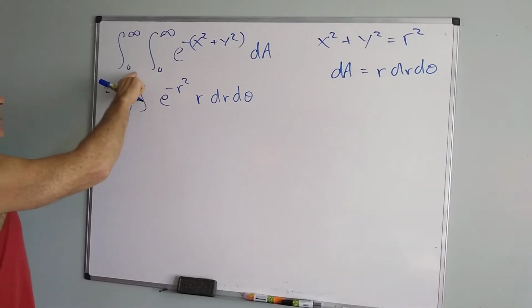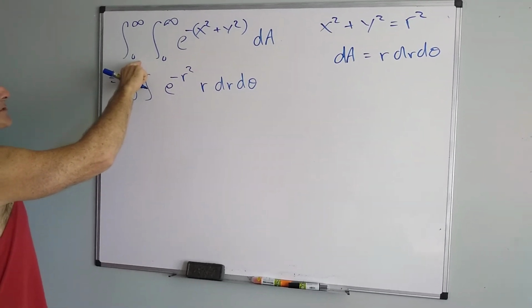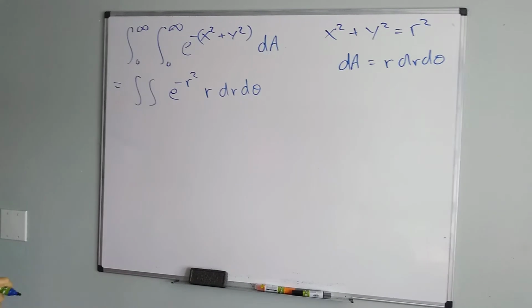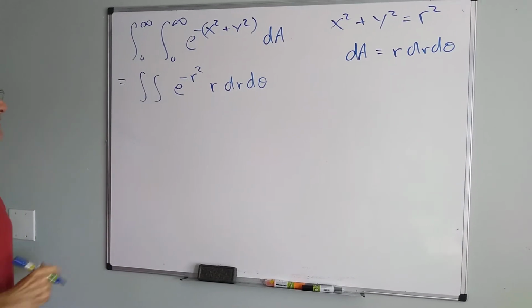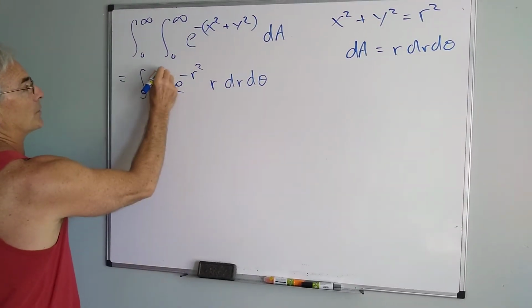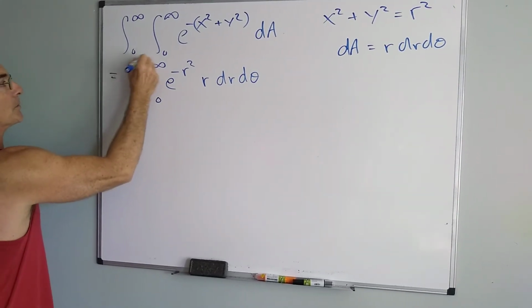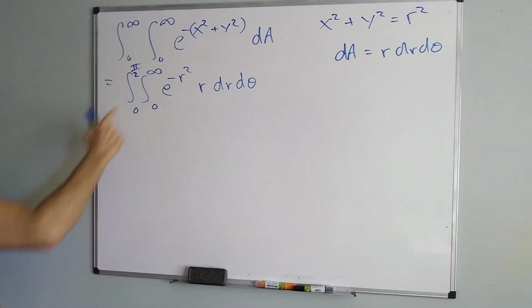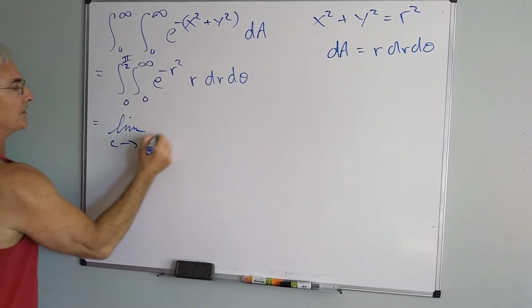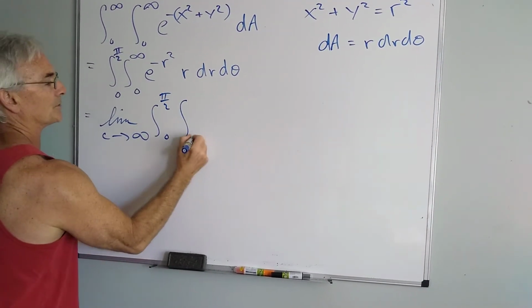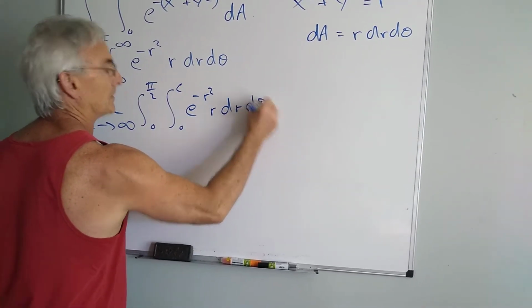Now, right now, this represents the entire first quadrant on the xy plane, since x is going from 0 to infinity and y is going from 0 to infinity as well. If we translate that into polar, that would still represent 1/4 of the xy plane, and r is still infinite, so r would go from 0 to infinity, but theta, since we're in the first quadrant, would only range from 0 to pi over 2. So this gives us an improper integral with just the one infinity. So we'll now write the limit as c goes to infinity, 0 to pi over 2, 0 to c, e to the negative r squared, r dr d theta.